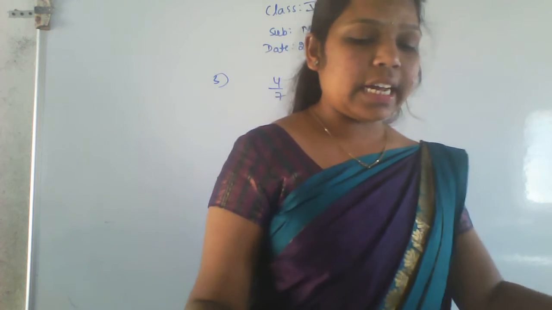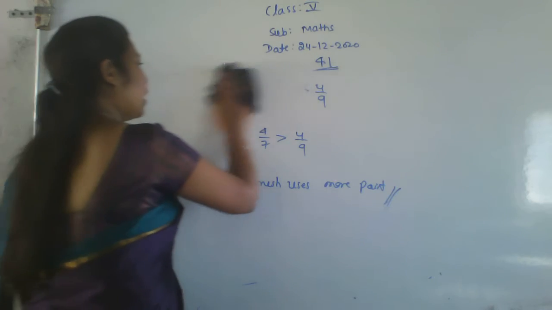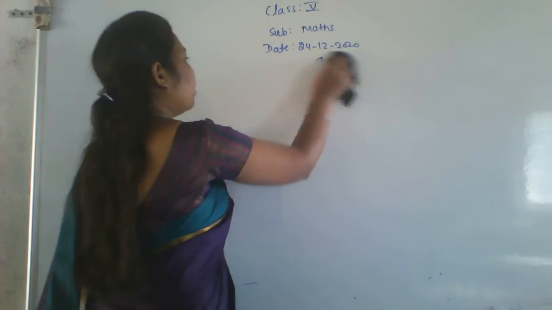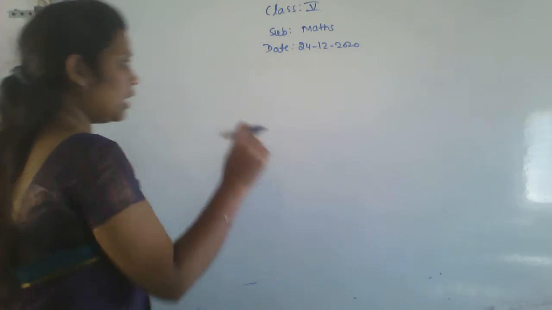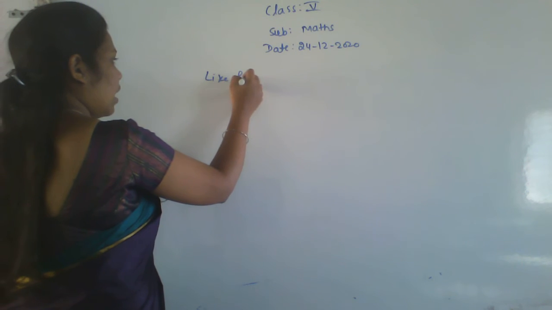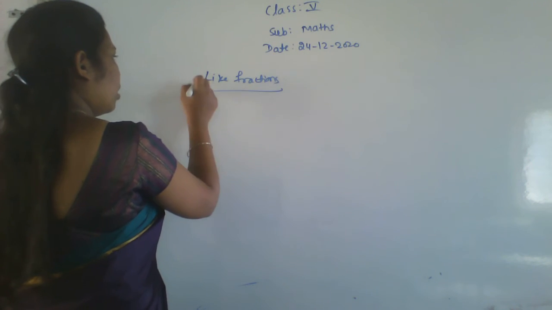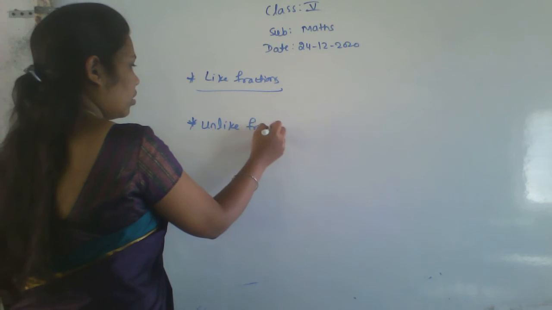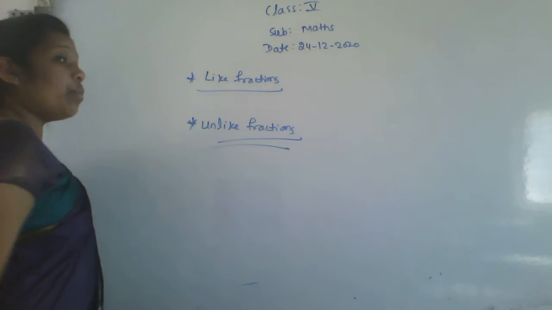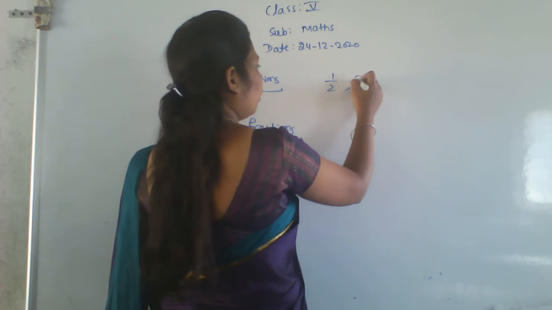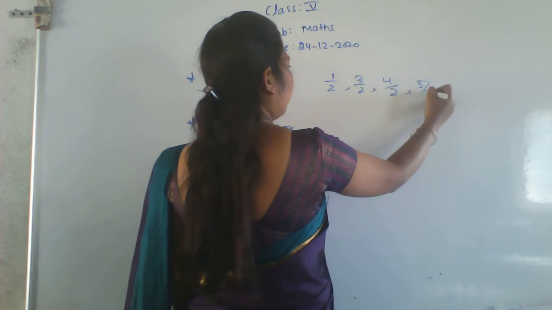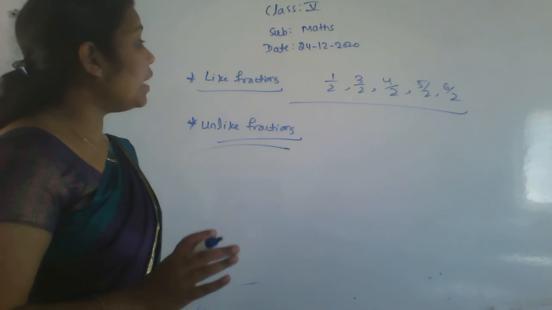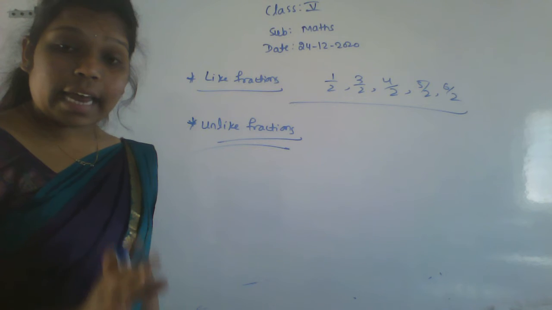Before that I will tell you what like fractions and unlike fractions are. What is the meaning of like fraction and unlike fraction? A like fraction is nothing but fractions having the same denominator. Like fractions and unlike fractions. If the denominator is the same, see here: 1 by 2, 3 by 2, 4 by 2, 5 by 2, 6 by 2. All have the same denominator. If the denominator is the same, then it is called a like fraction.